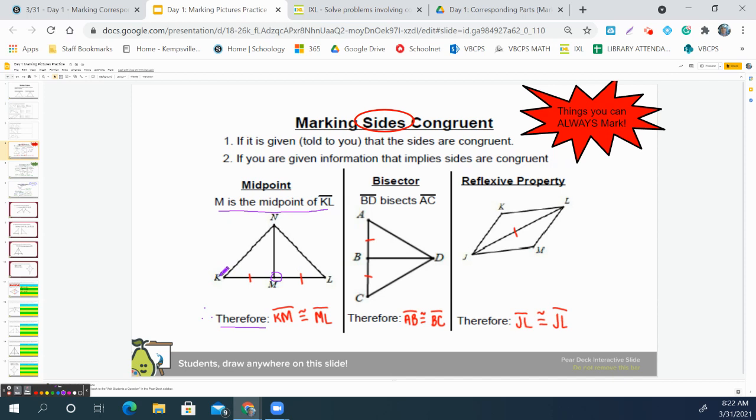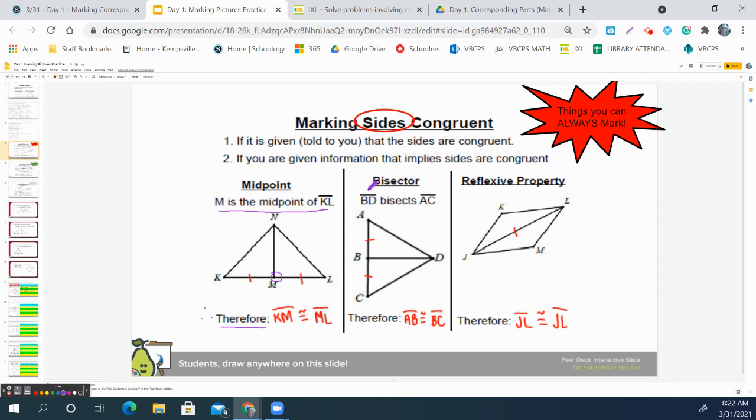I won't always tell you KM equals ML. I need you to infer that, okay? So you're going to want to go back to these notes and kind of remember, oh, midpoint means that's in the middle. If it's in the middle, then I've got a left and a right, and the left and the right are equal. Same thing if it says bisects.